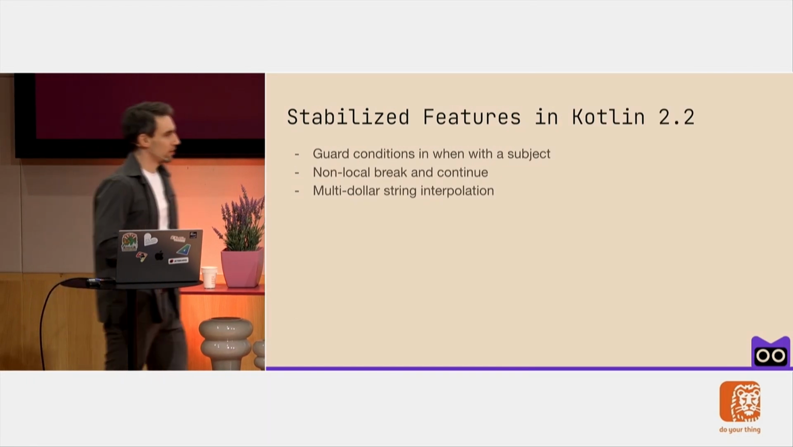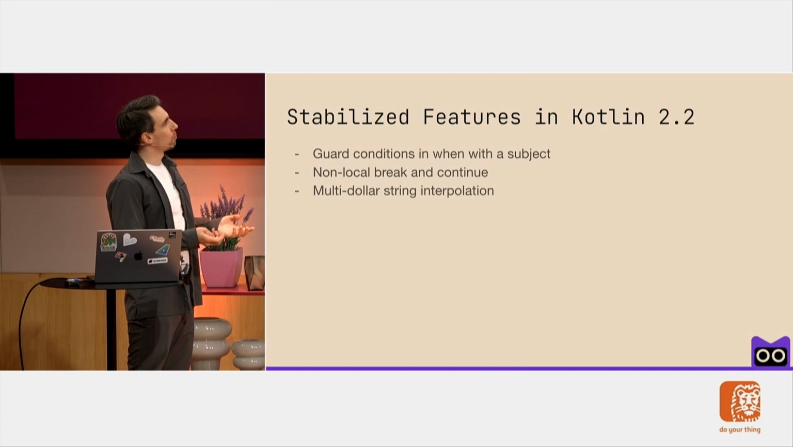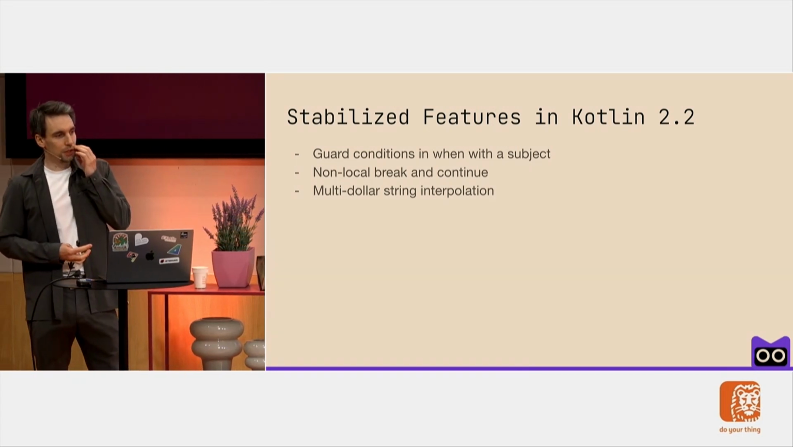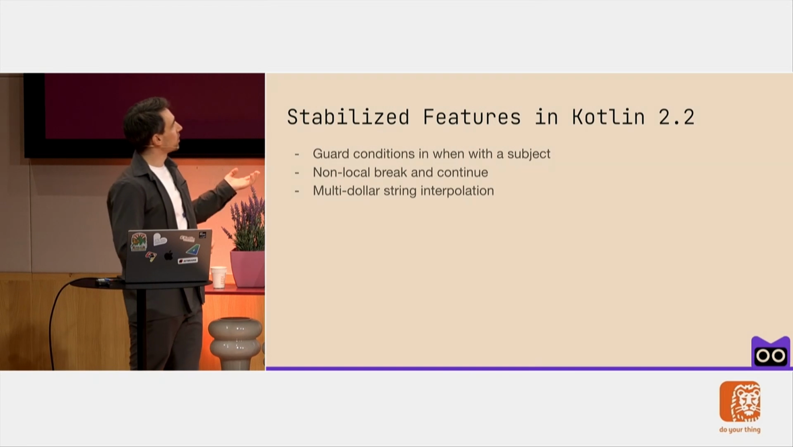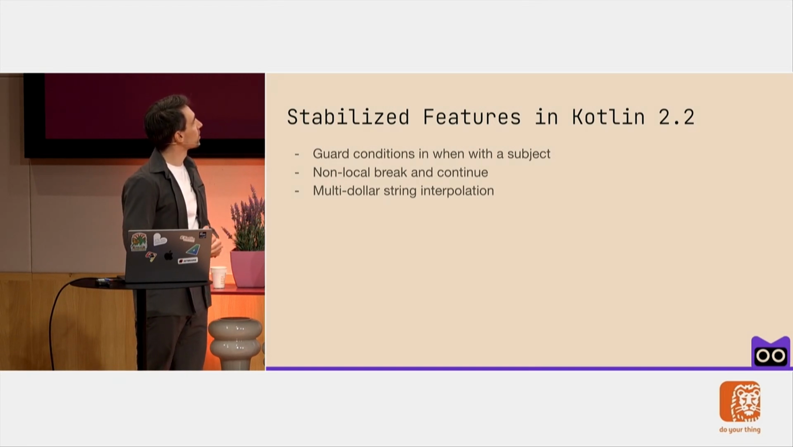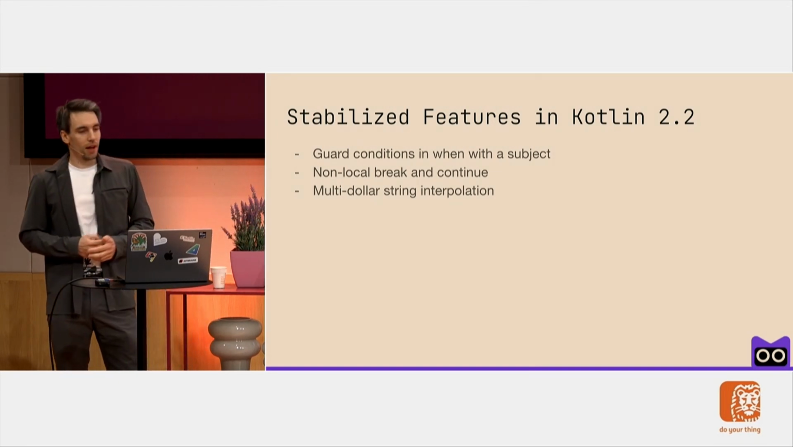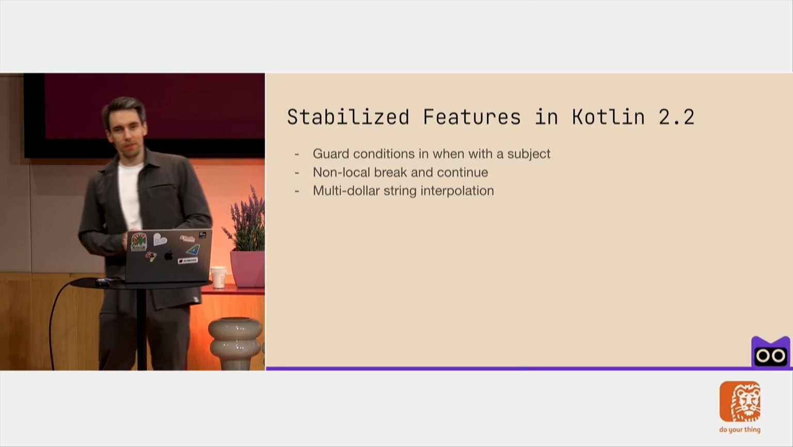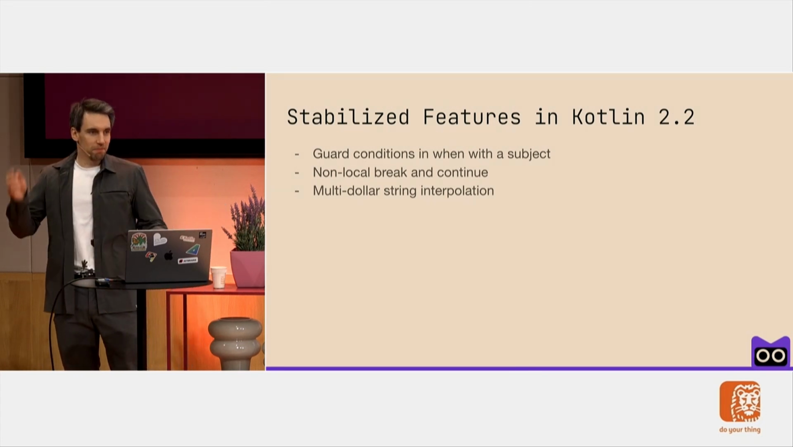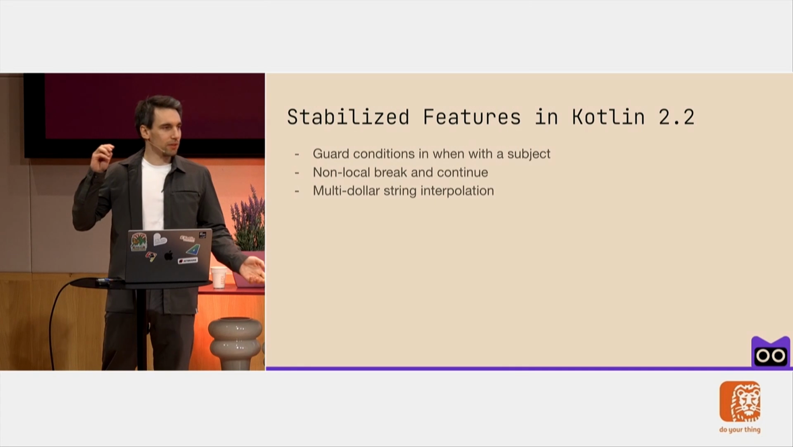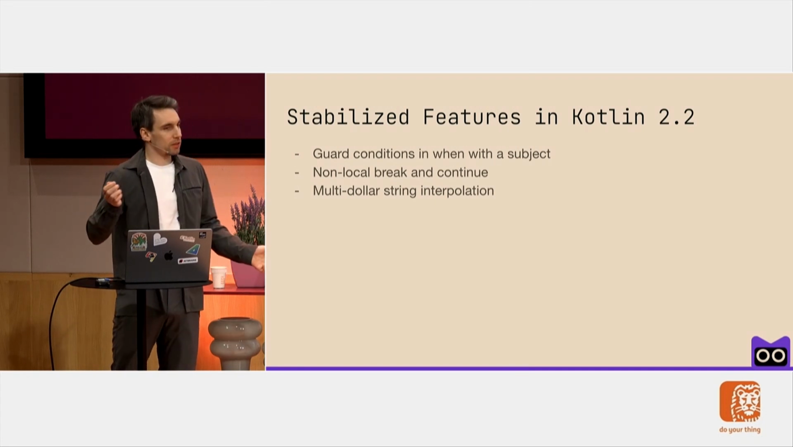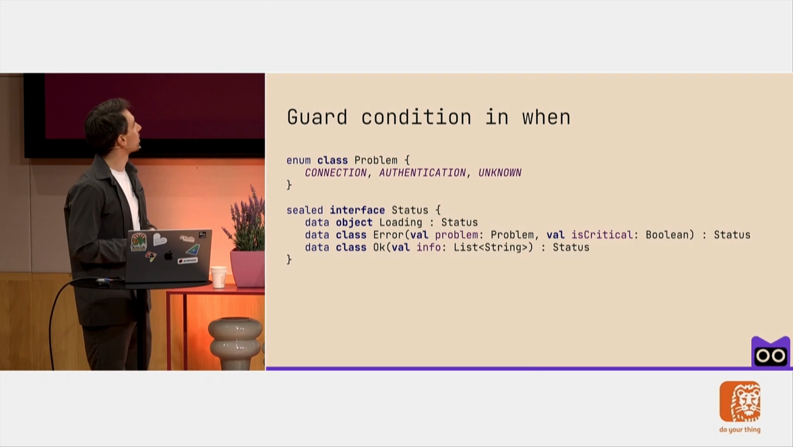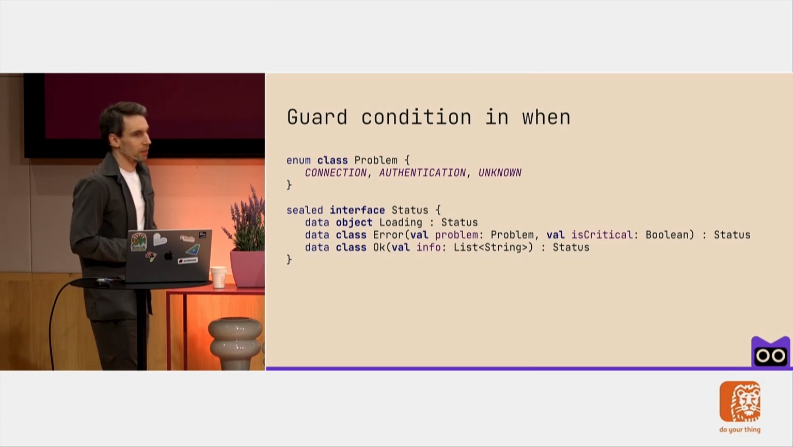And because we started with Kotlin 2.2, I have to mention that we stabilized 3 language features: guard conditions in when with subject, non-local break and continue, and multi-dollar string interpolation. I've already covered them in a few talks, but I still would love to briefly highlight what they are. So first, it's guard conditions in when.